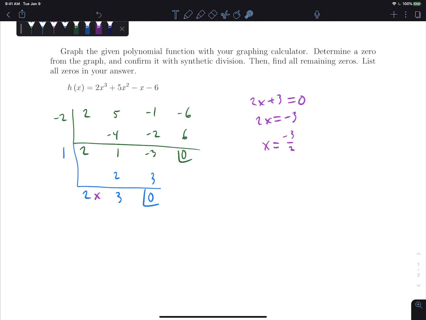And that's a 0. So we know our zeros are here, here, and here. So the zeros in this function are -2, -3 halves, and 1.